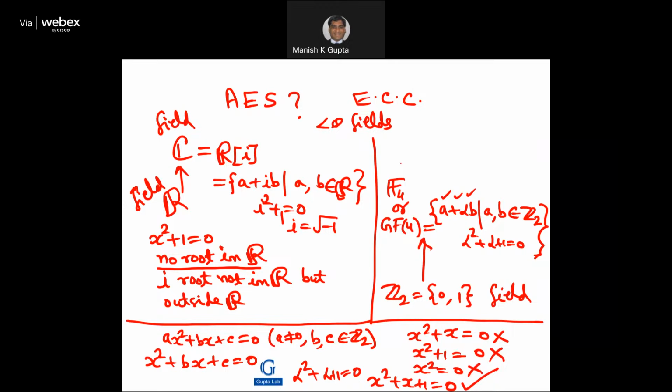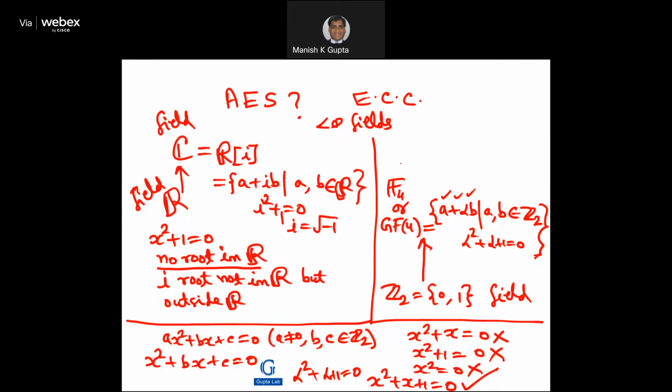And normally with addition everything is working fine, but the problem happens with respect to the multiplication table. So we need to make sure that every non-zero element has an inverse, right? Now one thing we need to keep in mind is that here alpha is a root of the equation alpha square plus alpha plus 1 is equal to 0, right?